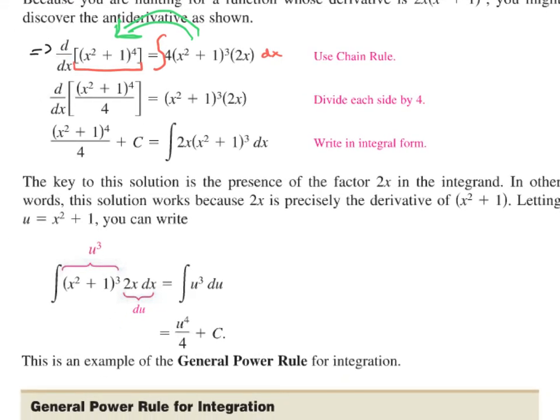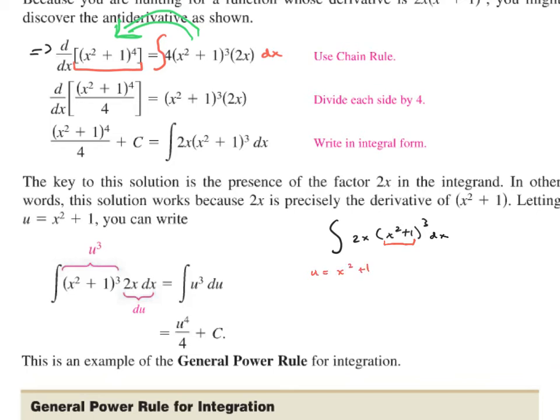So let's consider the original problem, which is the integral of 2x times x squared plus 1 quantity cubed with respect to x. So what's the idea? Well, the idea is we're going to let u be whatever the higher power of x is. I like to call it the inside function. So here I'm going to say let u equal x squared plus 1.